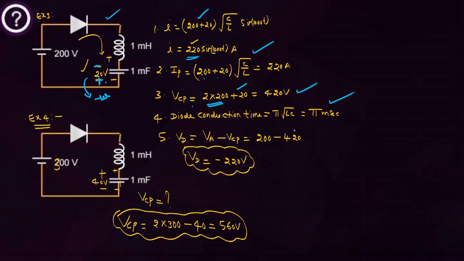Diode conduction time, pi root LC. Final voltage, what is the voltage across the diode? That is supply voltage minus peak voltage across the capacitor. Supply voltage is how much? 200 volts. Peak voltage across the capacitor, 420. Totally it's minus 220 volts.